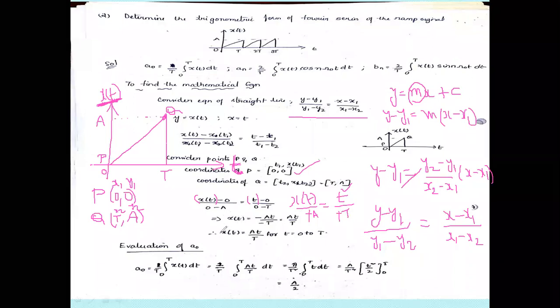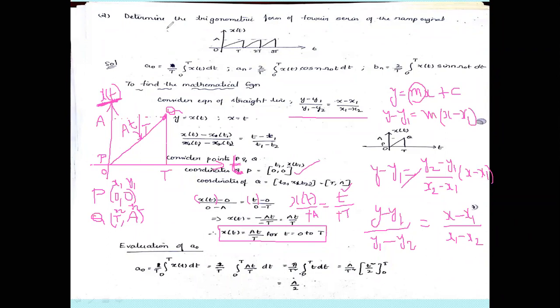What is the signal now? We got x of t is equal to A t by T for t from 0 to T. This is the total signal, with slope A small t divided by capital T, for all values of t from 0 to capital T. We got the slope equation, the signal equation for the given graphical representation: x of t is equal to A t by the capital T.